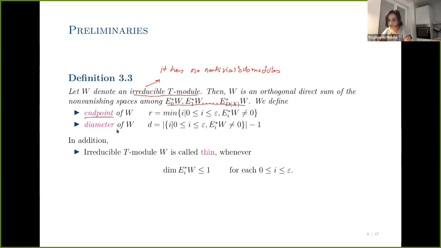Here we can define two important notions for this irreducible T-module. The endpoint of W is nothing except the smallest index i for which E_i*W is non-zero. We can also define the diameter of W, which is the number of i's for which E_i*W is non-zero, minus 1. The other notion that is important here is a thin irreducible T-module. We say W is thin whenever the dimension of E_i*W is less than or equal to 1 for all i.